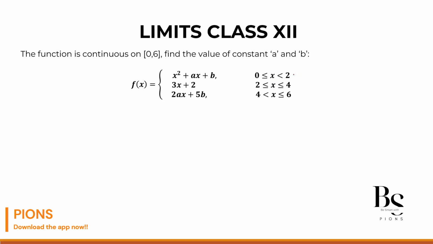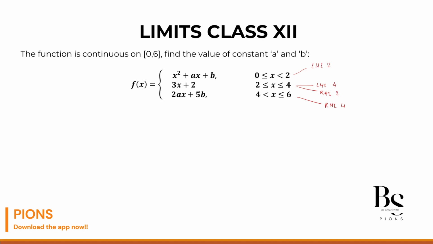Let's write a few things here. From here we can get, for the first one, this is our LHL for 2 that exists here, and this is RHL for 0, right hand limit for 0. This is our left hand limit for 4 and the right hand limit for 2. This is our right hand limit for 4 and left hand limit for 6. Now as we can see, there is RHL for 0 but no LHL for 0, and there is LHL for 6 but no RHL for 6. Hence we will skip these two limits.